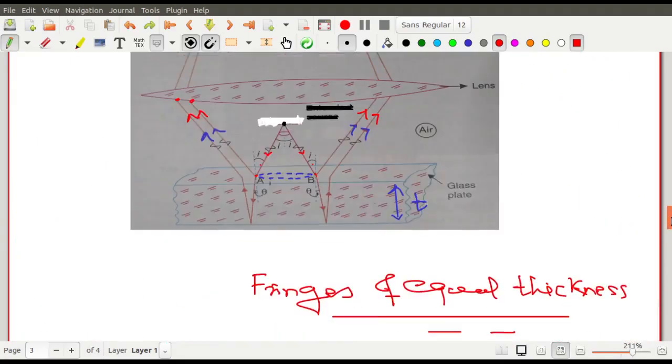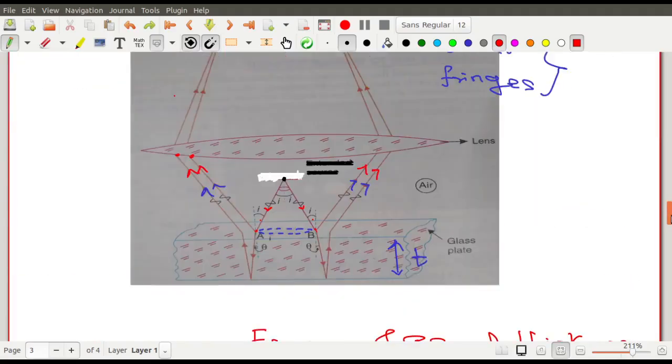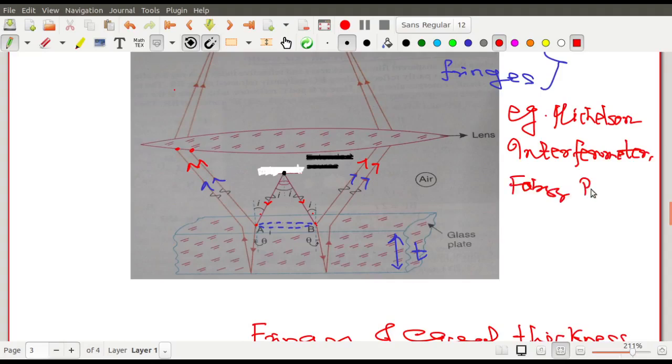So straight lines are for a wedge shaped film, and here it is the parallel film. The example of this type of nature is the Michelson interferometer. In your syllabus, a probable exam question: Michelson interferometer. We will study Michelson interferometer and Fabry-Perot interferometer.